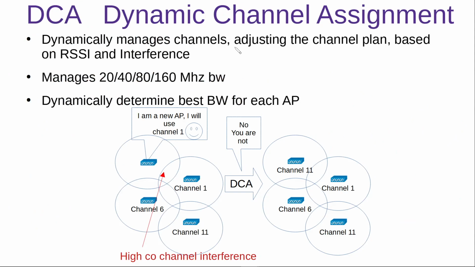You can also have dynamic channel assignment, or DCA. DCA will dynamically manage your channels, adjusting your channel plan based on the RSSI or interference. For instance, if you are adding a new access point to your network, DCA will try to use the best channel for this new access point in order to reduce co-channel interference.